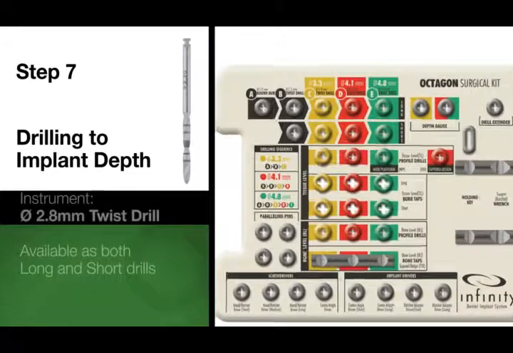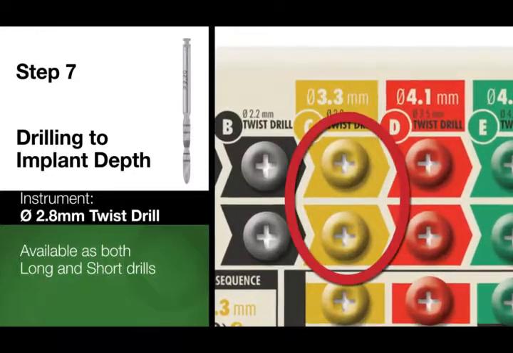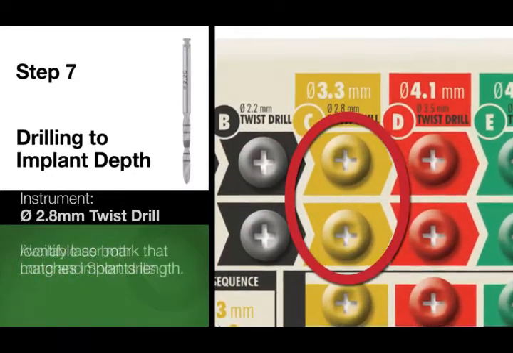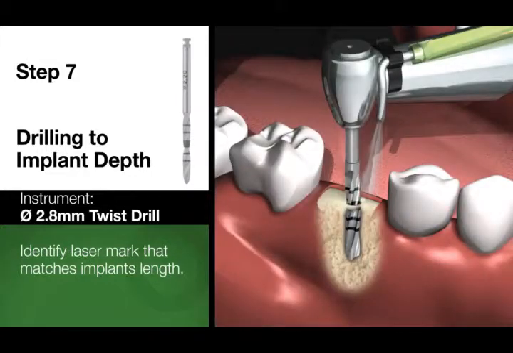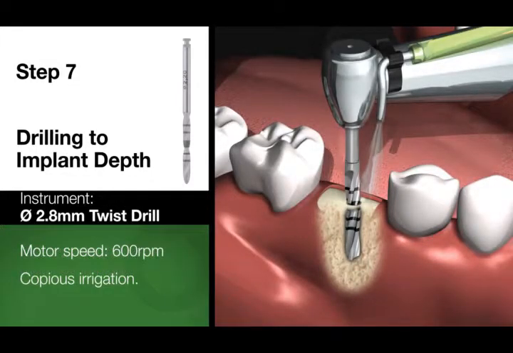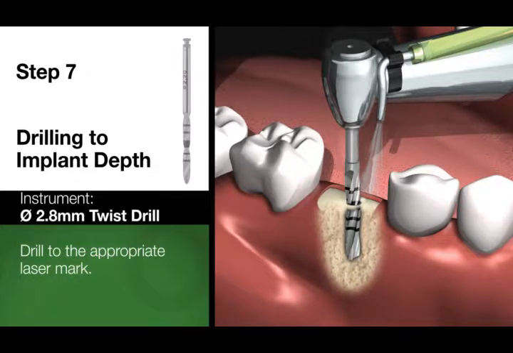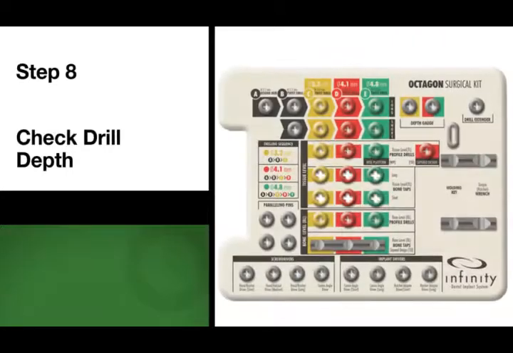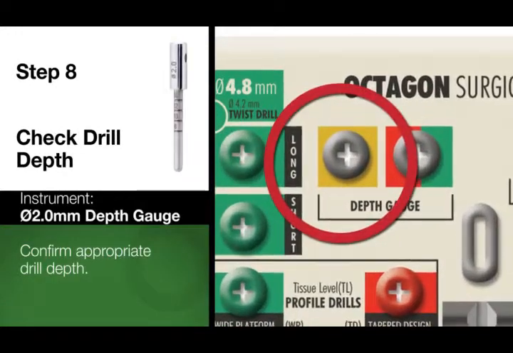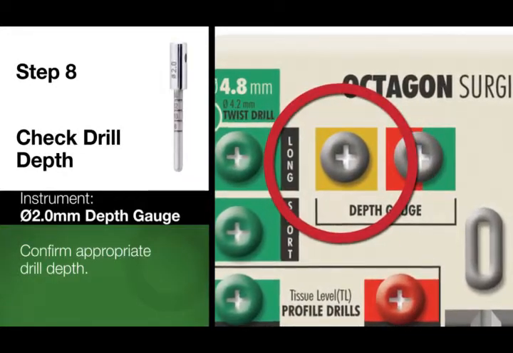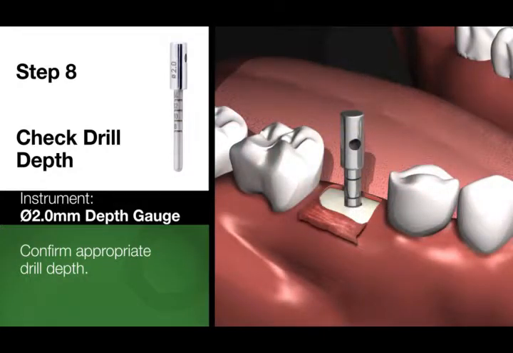Step 7. Using the 2.8 mm twist drill, identify the laser marking matching the length of the implant you will place. With a motor speed of 600 RPM and copious irrigation, drill to the appropriate depth. Step 8. Check depth. Using the 2 mm diameter depth gauge, confirm that you have drilled to the appropriate drill depth that matches the length of the implant.